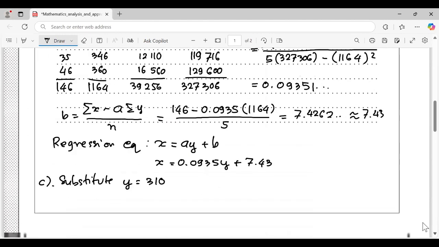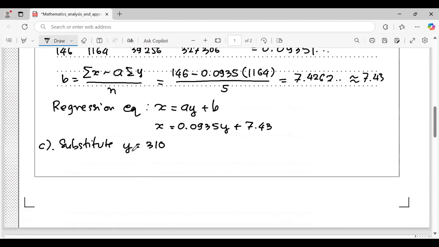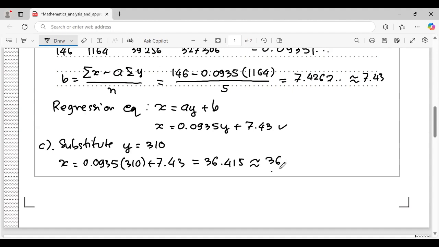So we are going to substitute y equals 310 into this equation. So x equal 0.0935 times 310 plus 7.43. And the result is 36.415. Round off becomes 36. This one.